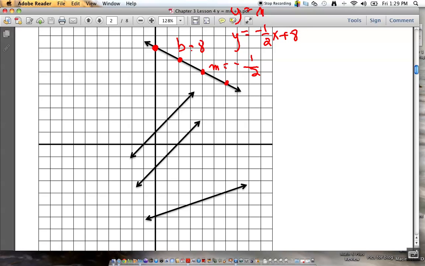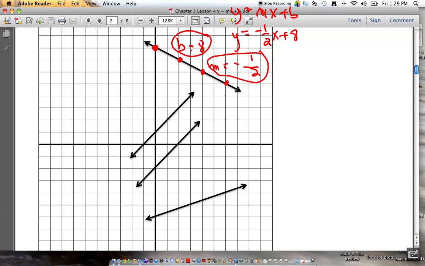Remember, the general equation of a line is y equals mx plus b. Since the slope is negative 1/2, I substitute it, I put it into the m place, and the y-intercept, right here, I put it into the b place. So it's y equals negative 1/2 x plus 8, putting the y-intercept into the b.